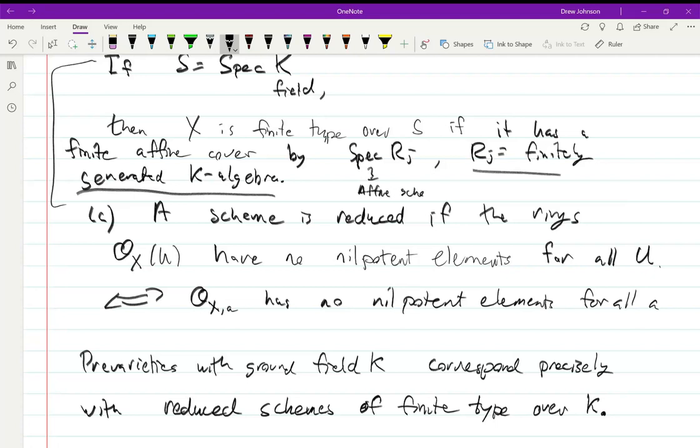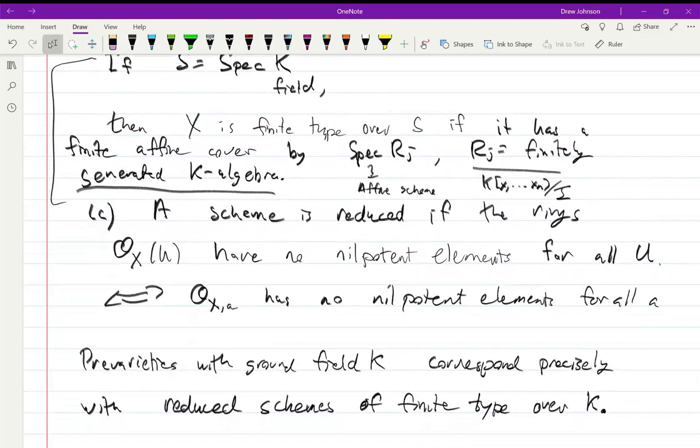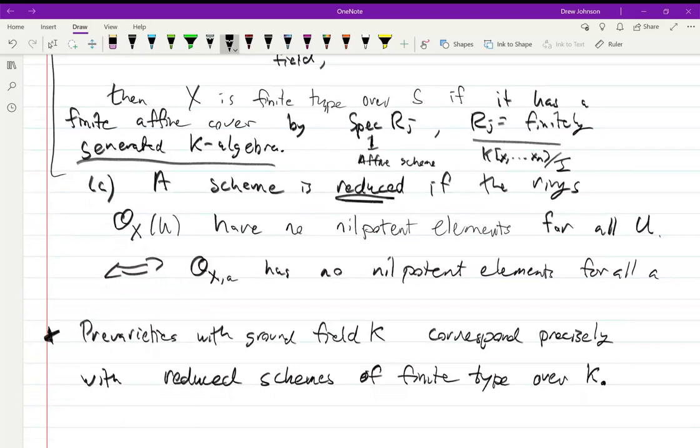A finitely generated K algebra can be written as K[x1 through xn] modulo some ideal. Well, this is almost right, because schemes can have nilpotent elements, but this hypothesis is reduced. So reduced gives you no nilpotents, and finite type over K gives you an open cover by affine varieties. Okay, so that's the right way to think about that.